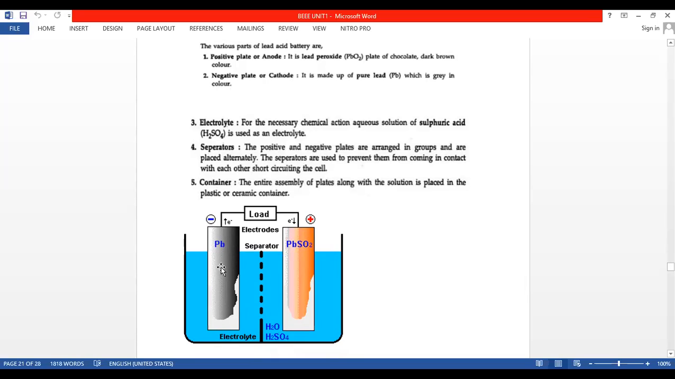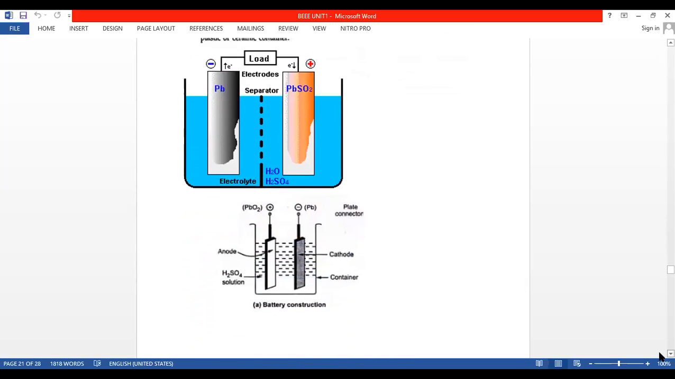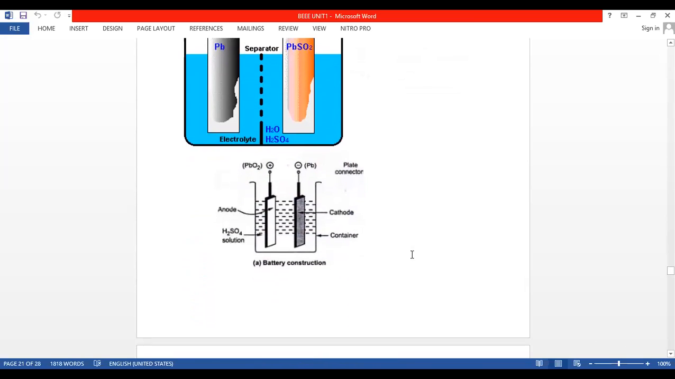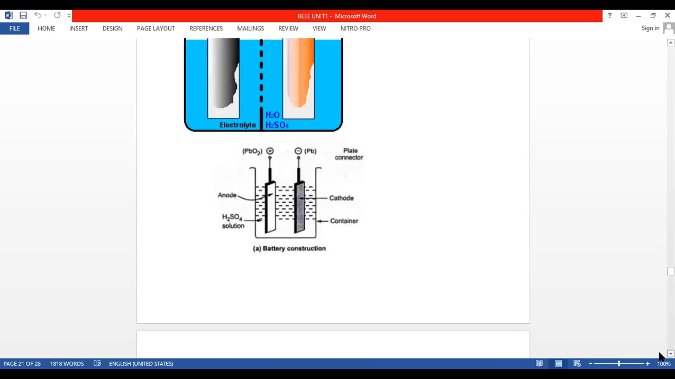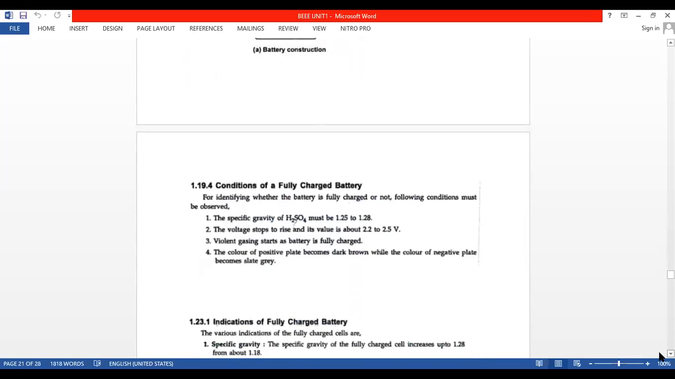For lead acid battery, we are using lead and lead peroxide. Electrolyte solution is sulfuric acid with distilled water. The separator is a mechanical device which separates both the electrodes. So this simple diagram, the same diagram once again, this particular diagram you can draw. What are the definition, explanation we can take in, we can mention.